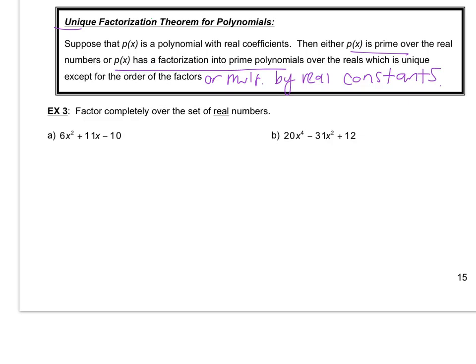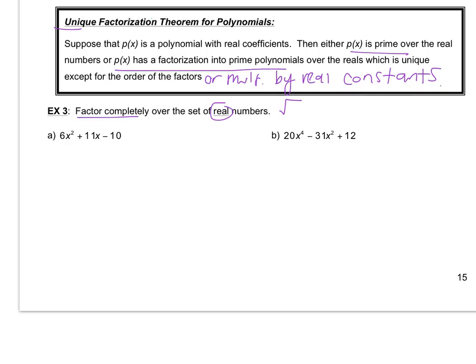The only difference with these, when it says factor completely or give the prime factorization, it's just factoring, which we've done over and over. The only difference is that we're factoring over the set of real numbers. So that means we are going to be including square roots in our factors this time. So it's one extra step.